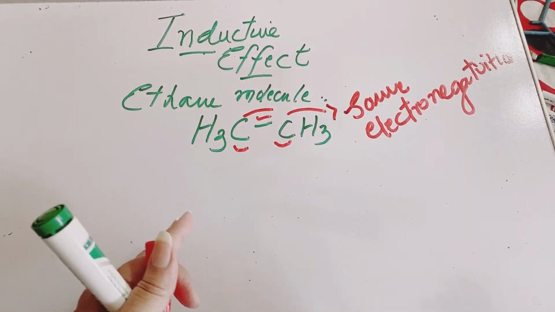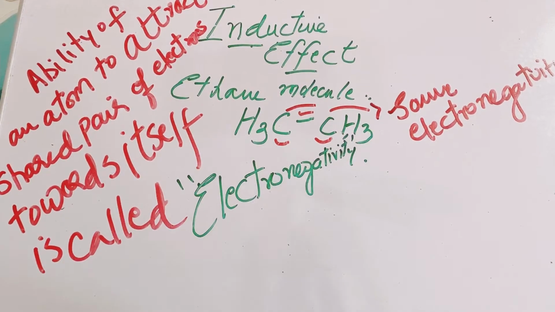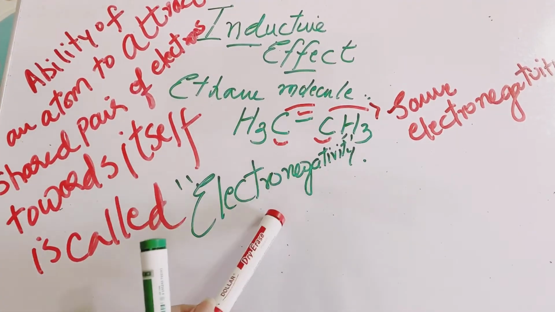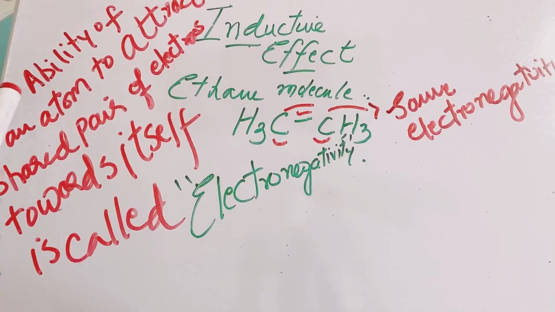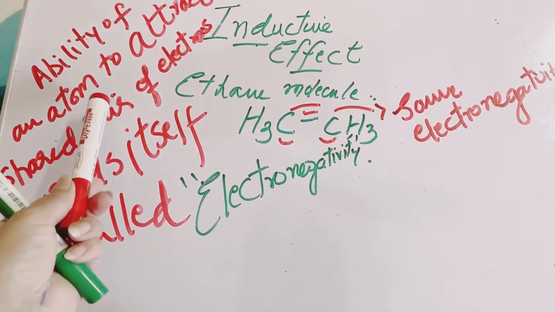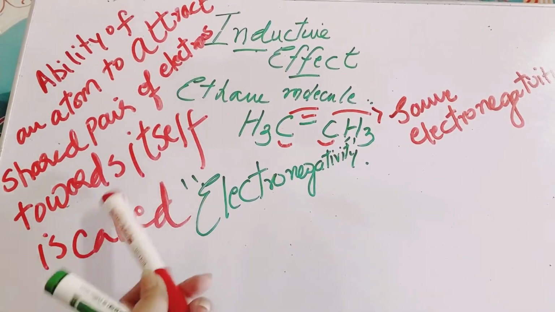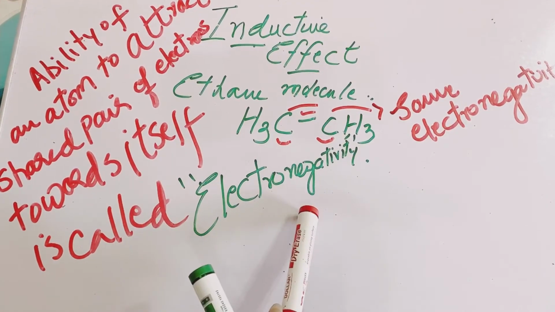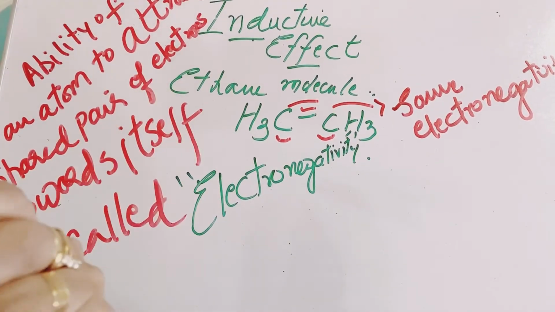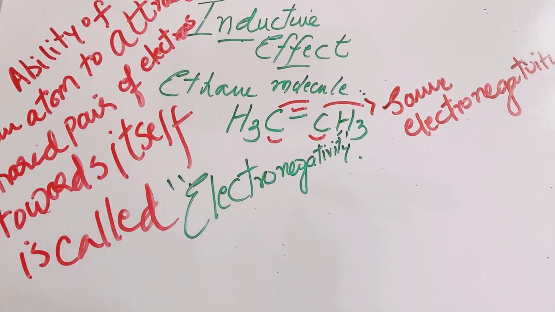So now what is electronegativity? First the question arises, I was talking about this electronegativity. What is this term? You must have some idea. It is simply the ability of an atom to attract the shared pair of electrons towards itself. The ability or the power of an atom to attract, to snatch the shared pair of electrons towards itself, is called electronegativity. So this is the simplest definition of electronegativity.